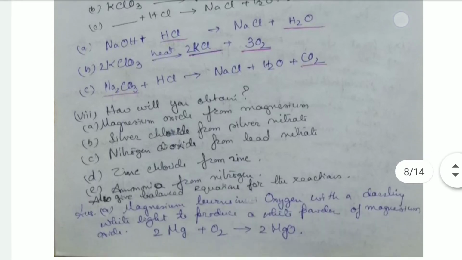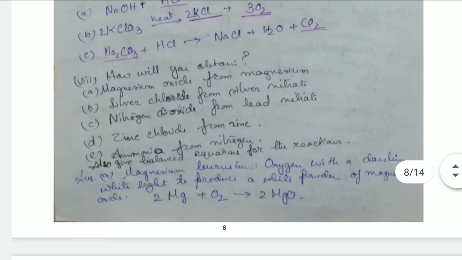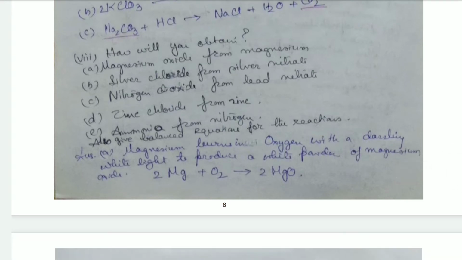Now, how will you obtain magnesium oxide from magnesium? When magnesium is burnt in oxygen, it gives out a dazzling white light which produces a white powder of magnesium oxide. Okay, so by burning magnesium in oxygen, we can produce magnesium oxide. So the reaction is 2Mg plus O2 gives us 2MgO.